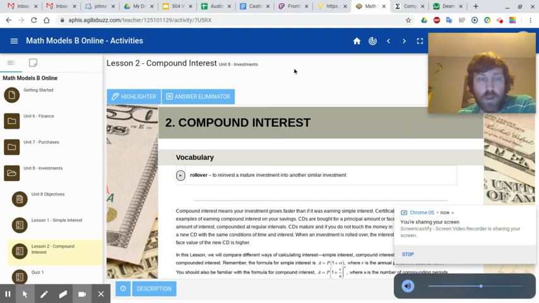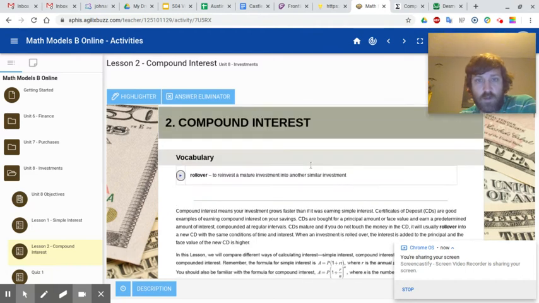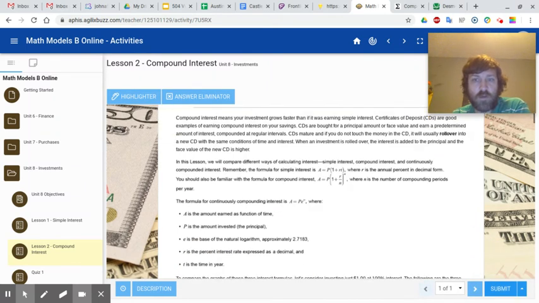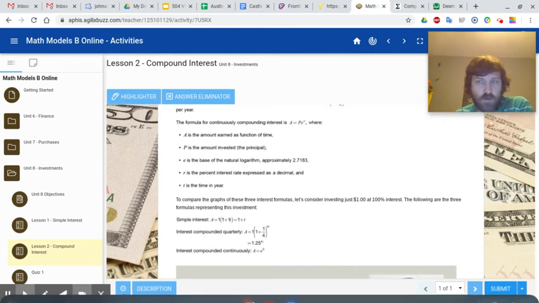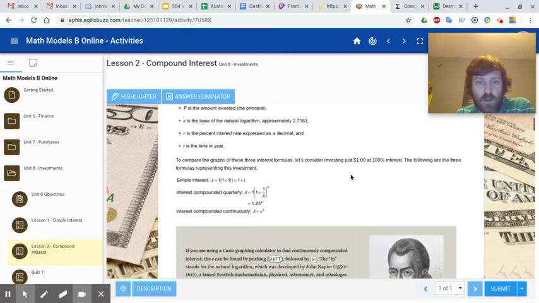Okay, we're back with lesson 2 of Unit 8 in Math Models, and we're doing more interest. This is interest dealing with compound interest. When you're talking about compound interest, it's just a different way of calculating the value of an investment. Instead of doing it just one time a year, you do it multiple times a year, and it ends up meaning that you gain more money from the investment.